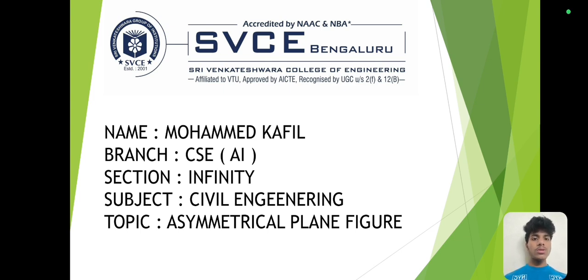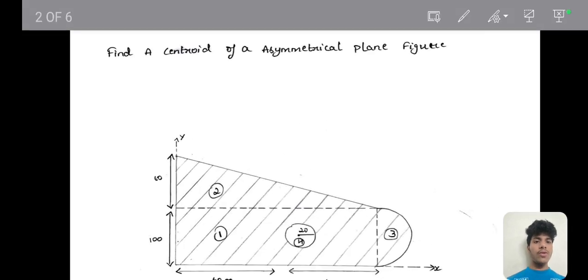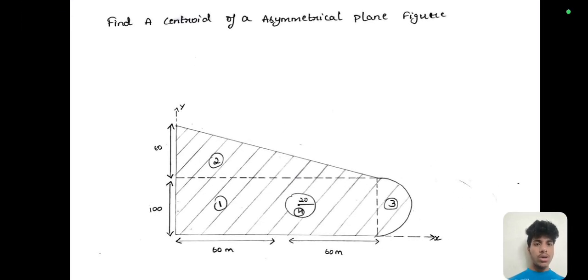So I will be solving a sum of asymmetrical plane figure. First is to find the centroid of an asymmetrical plane figure. Below we have been given a figure, in which we first have to find the components, like how many components there are. So in this figure we have four components.